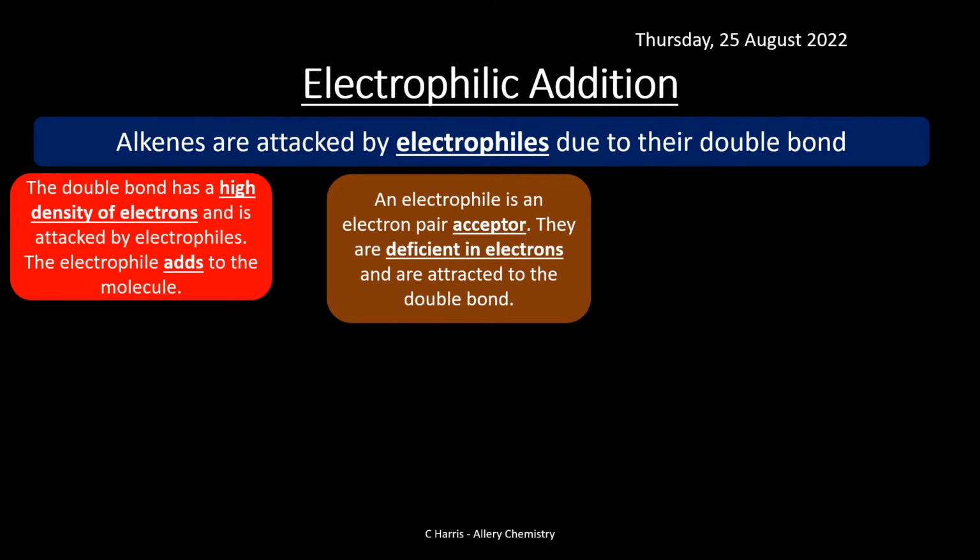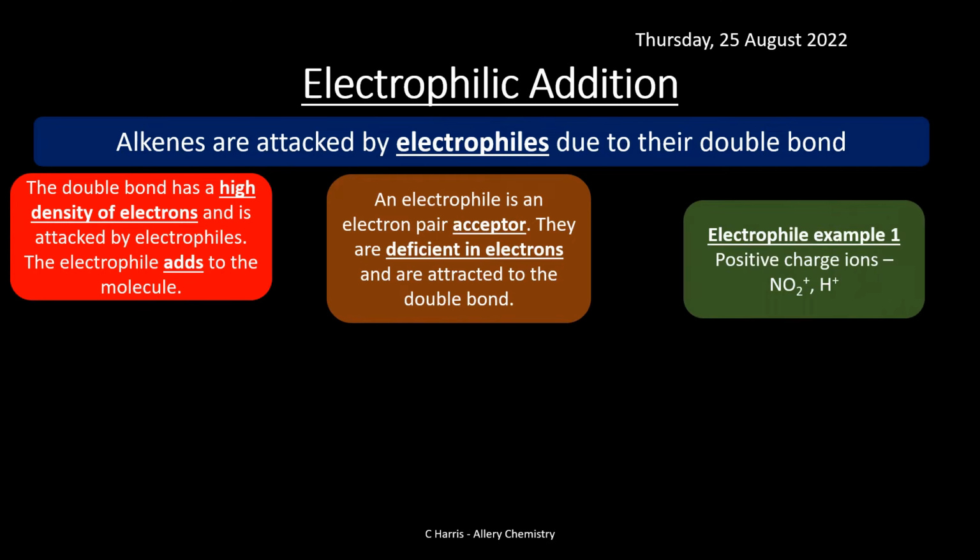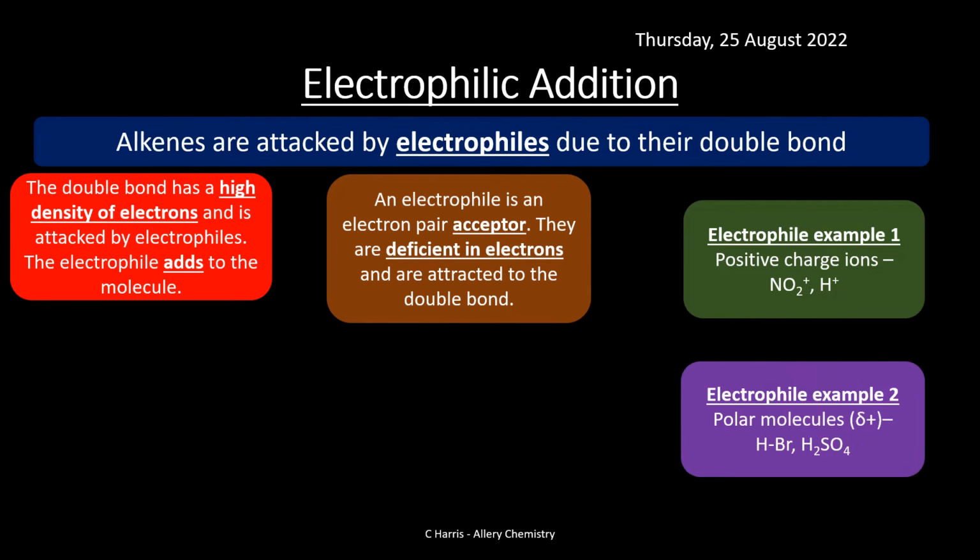But electrophiles are electron pair acceptors. So remember, nucleophiles are the opposite. They have to have a lone pair of electrons, and they donate it to an atom when they're reacting. With electrophiles, they accept electrons. So they're deficient in electrons themselves and are naturally attracted to the double bond. An example of an electrophile is positively charged ions. So you've got NO2 plus, for example. H plus are examples of electrophiles.